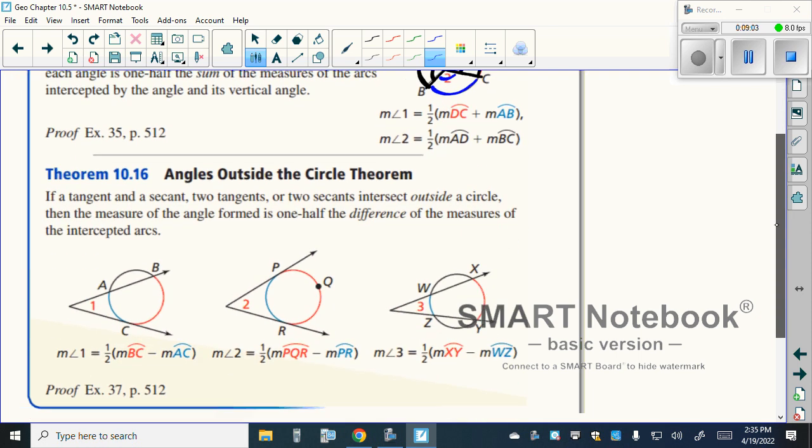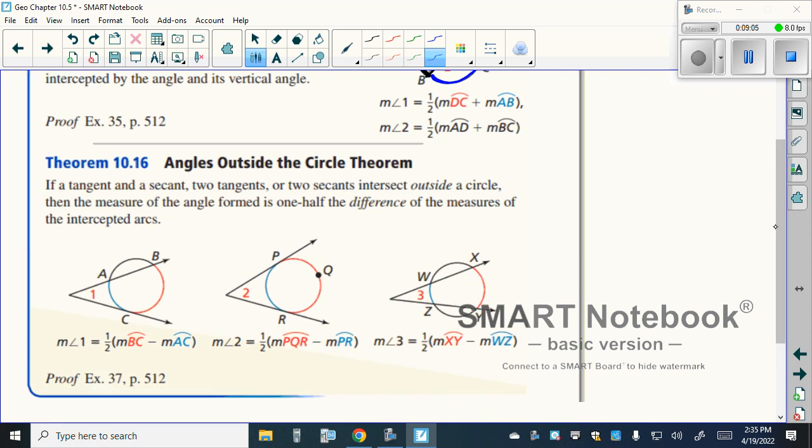The other way that can work is if the two lines intersect outside the circle. If they intersect outside the circle, the angle that is formed here, here, or here is equal to half the measure of the bigger arc minus the smaller. Half of the bigger arc minus the smaller. Any questions on either of these theorems?